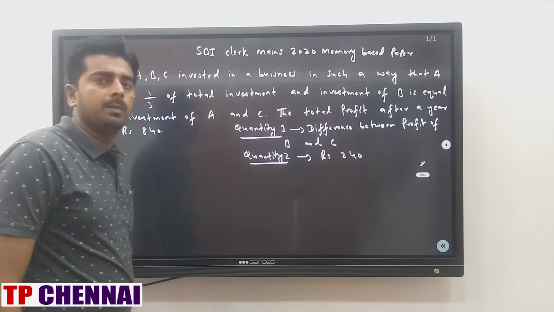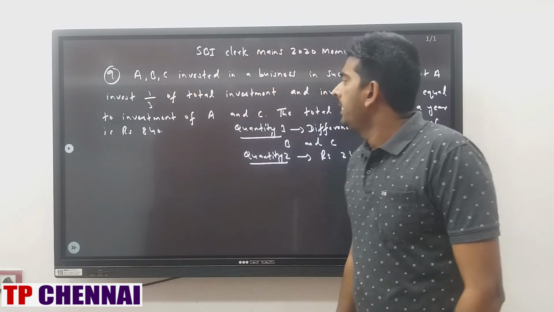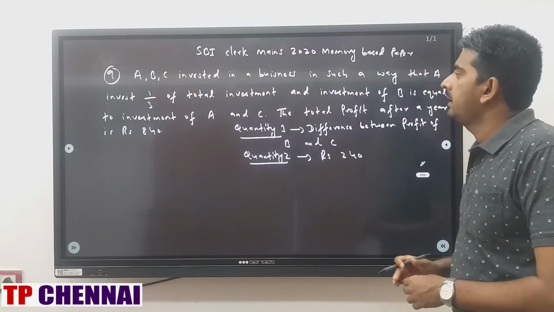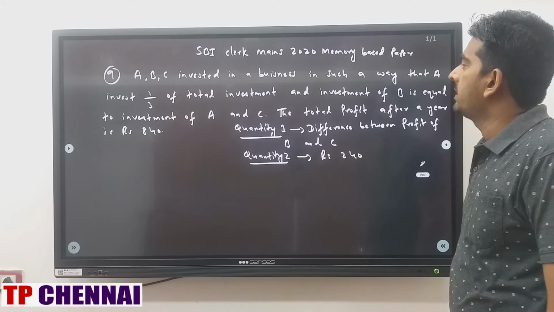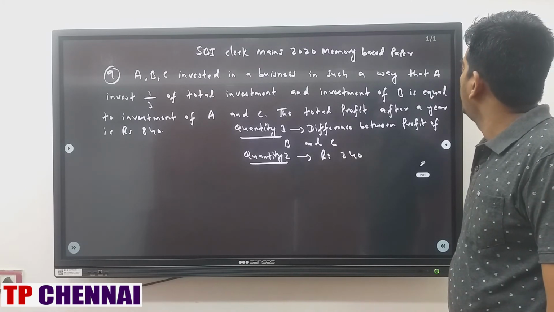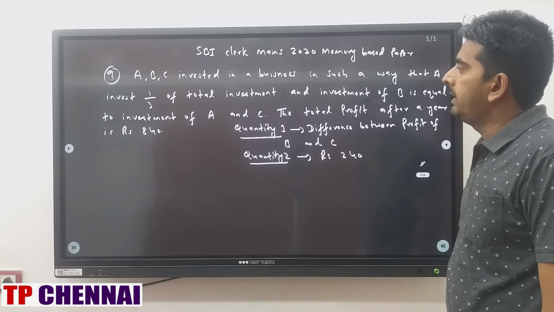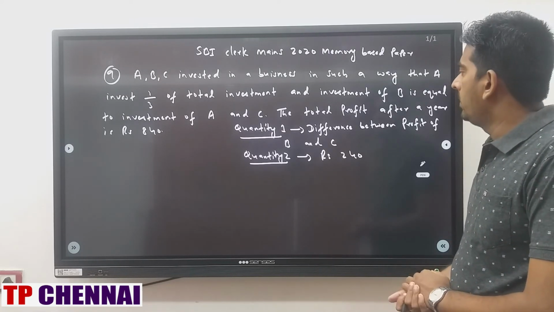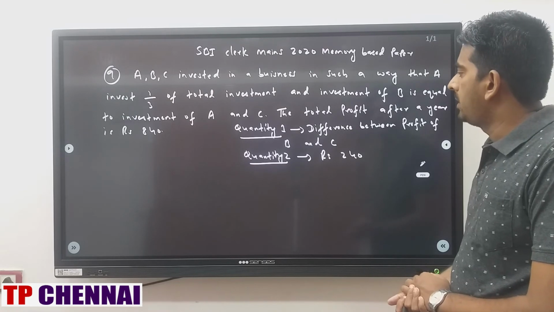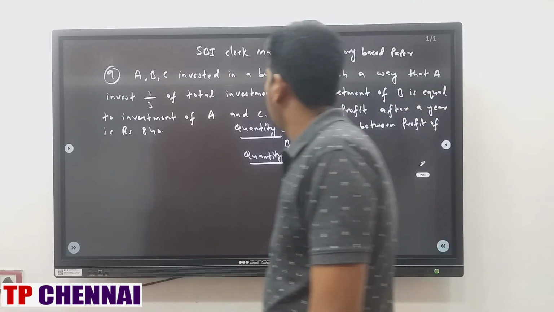So now we'll see question number 9. A, B, C invested in a business in such a way that A invests 1/3 of the total investment and the investment of B is equal to the investment of A and C. The total profit after a year is rupees 840. Quantity 1 is the difference between the profit share of B and C. Quantity 2 they have given you rupees 240. Very simple one.